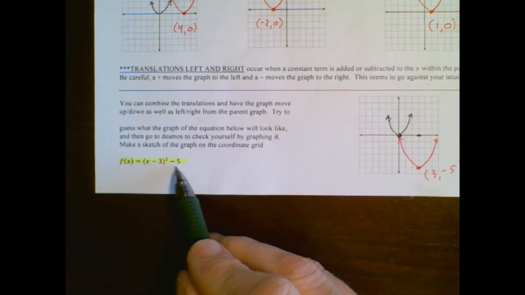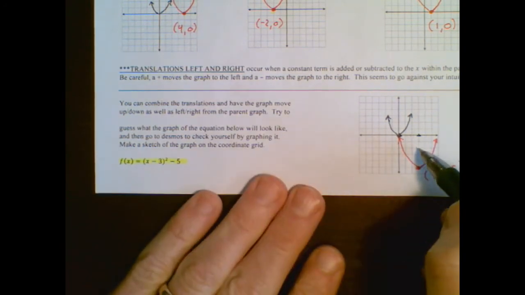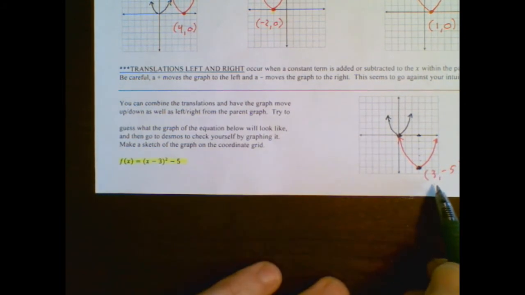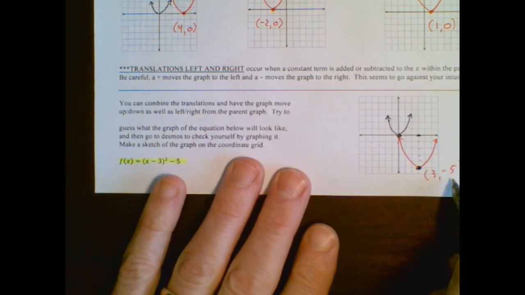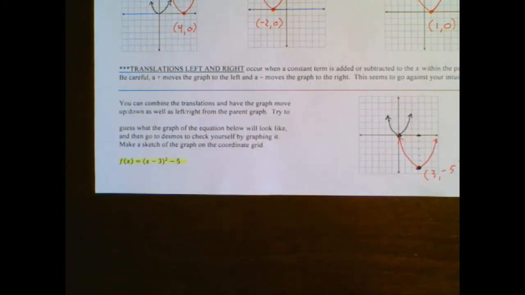But now I move it 5 units downward. Beep, beep, beep, beep, beep. And there's my new vertex at 3, -5. So you can definitely combine your left, right, up, and down.